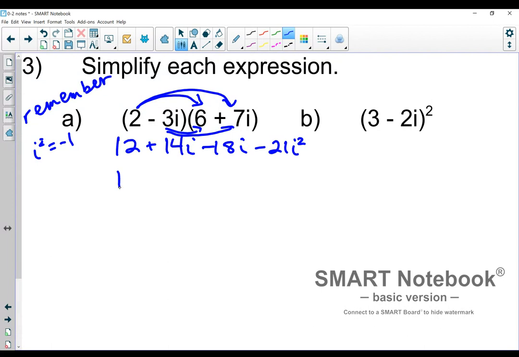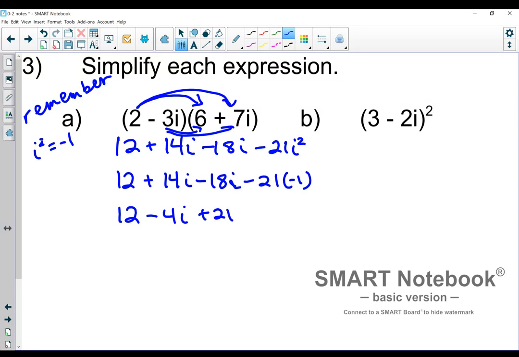So now I have 12 plus 14i minus 18i. I should have put those together, but I'll do it on the next step. I kind of forgot. And now this will be a minus 21 times negative 1. So 12, I'm going to go ahead and combine now, minus 4i plus 21. So really all it does is it flips that sign. Instead of a minus 21i squared, now we have a plus 21. And then I can put those real numbers together. The 12 and the 21 would make a 33 minus 4i.